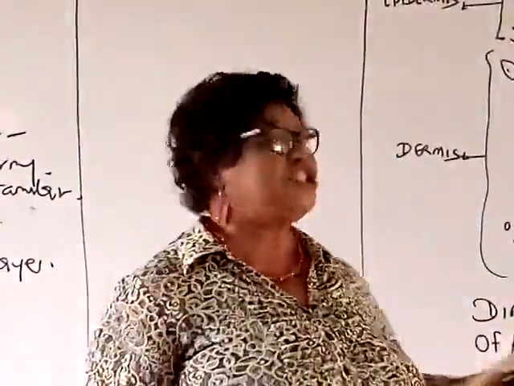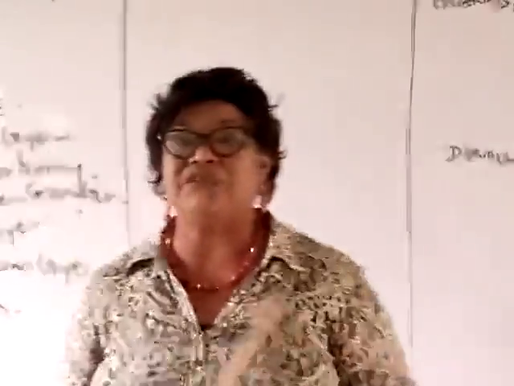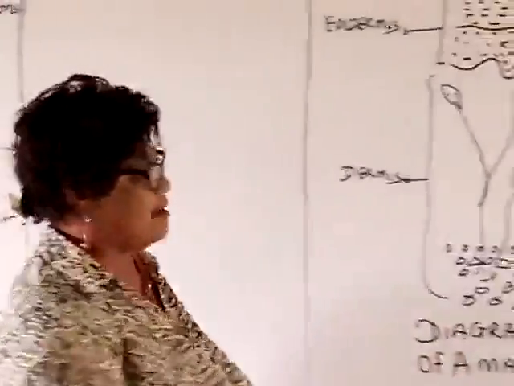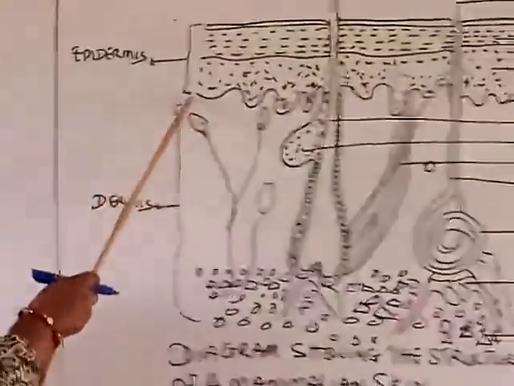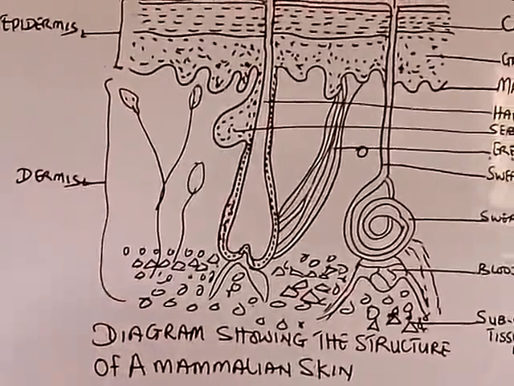Now, what are these tissues that make up the dermis, or the network of connective tissues found in the dermis? I will point it out from the diagram so that you'll be able to see. Remember, from here to here shows the dermis, the inner part of the skin.